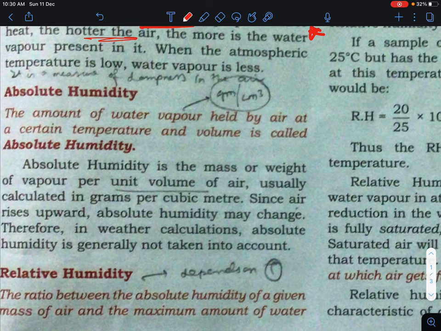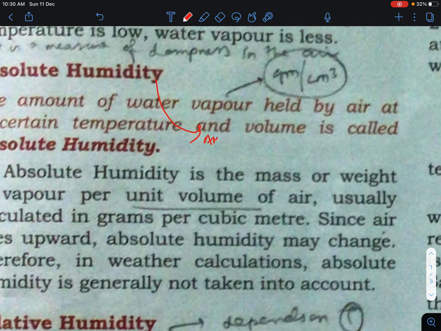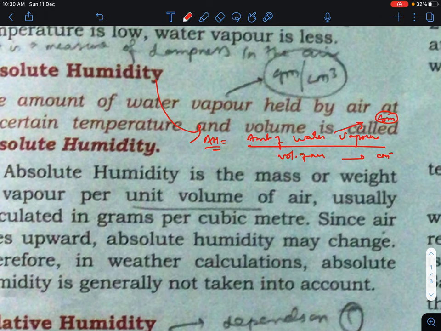Here we are talking about what absolute humidity is. It will come like this: absolute humidity, or AH, is equal to the amount of water vapor that is holding, divided by the volume. The amount of vapor is taken in grams, and the volume is taken in centimeter cube. So what will the unit be? That is gram per centimeter cube.